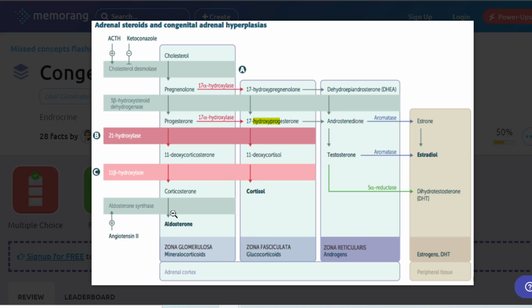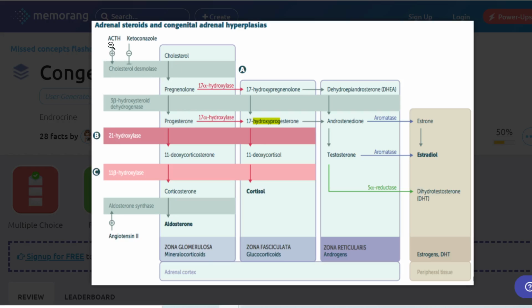There is a mnemonic for this. When we go from outside to inwards, the sweetness increases. That is salt, sugar, and sex. That's an easy way to remember the synthesis of various hormones by the adrenal gland. The main raw material that gets converted into all these is cholesterol.